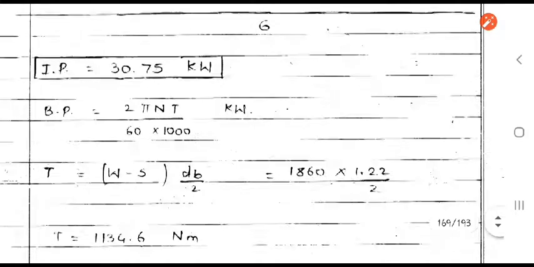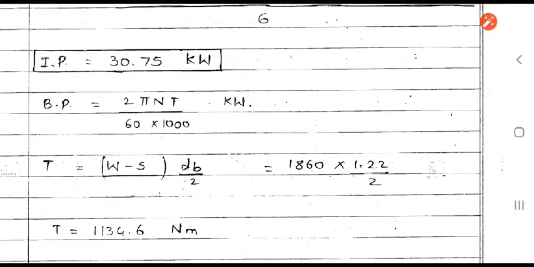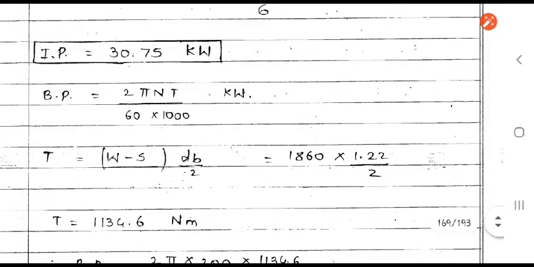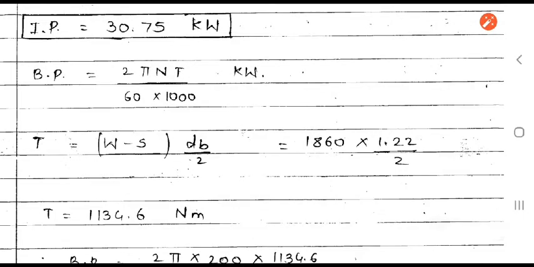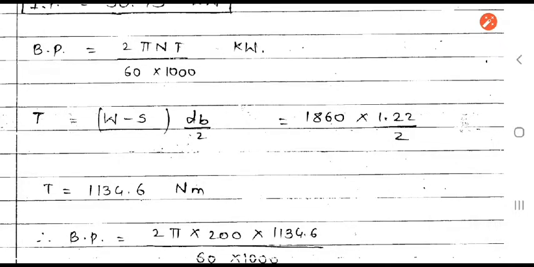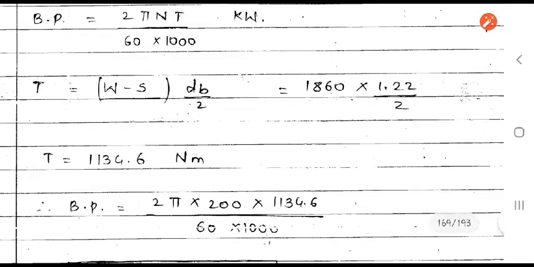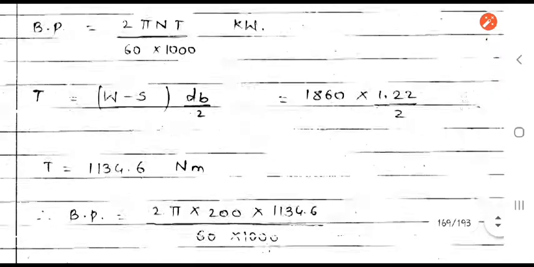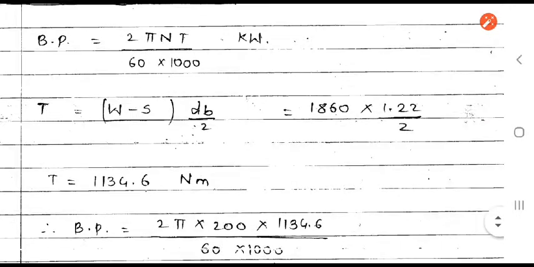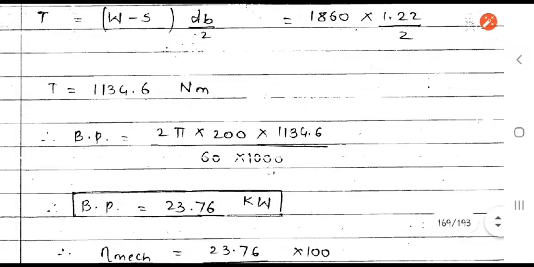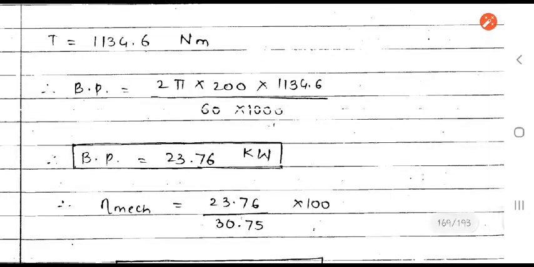Now to calculate the brake power we have to first calculate the torque. Again we have the formula of torque, that is the load into the perpendicular distance, that is the radius, W into R. So the load is directly given, 1860 Newton. The W minus S, that is nothing but W1 minus W2, where W is for the load and S for the spring load. We can directly write 1860 into the diameter by 2. The brake wheel diameter is 1.22, which is given in the problem, and so we get the value of torque as 1134.6 Newton meter. Now put the value of torque in the above equation of brake power and get the value of brake power, that is equal to 23.76 kilowatt.